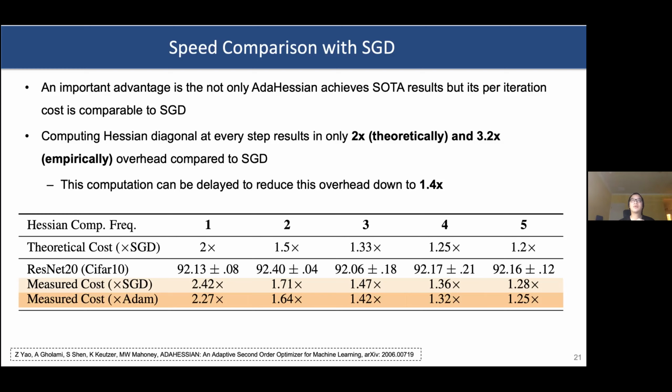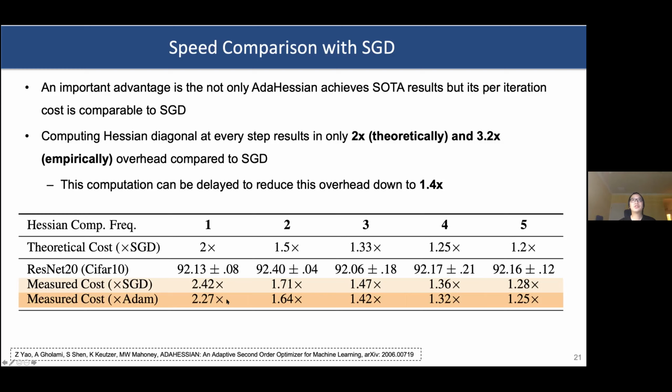However, as you know, the current frameworks, for example PyTorch and TensorFlow, are optimized for first order methods. So if you measure it in the real world, you will see the computational cost is higher. For example, here we measured that against SGD it is roughly 2.4x more expensive, and compared with Adam, roughly 2.3x. This extra 0.4 or 0.3 comes from the framework, which is not optimized for second order methods.